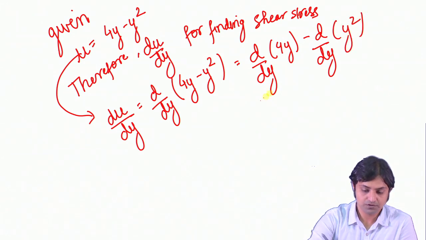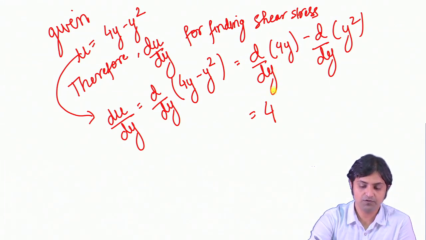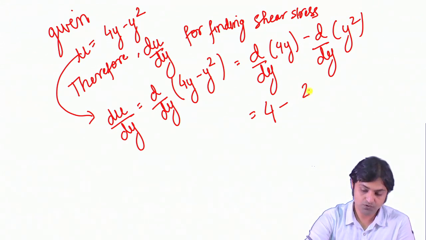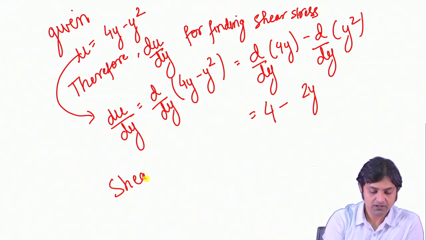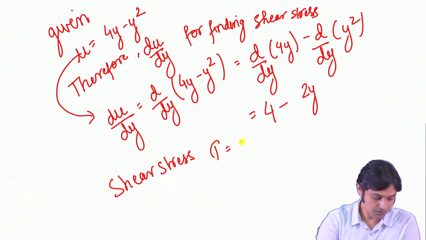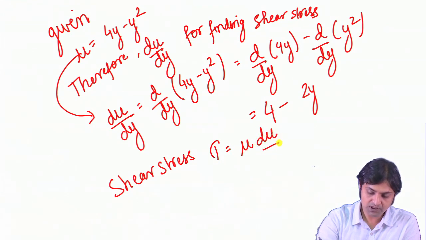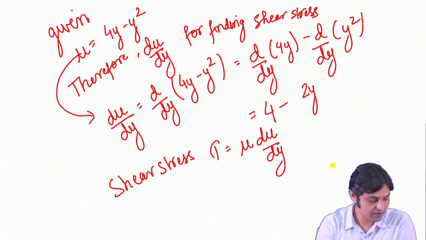So this can be written as 4, because in d dy of 4y, 4 is a constant, so this will turn out to be 4, and d dy of y square, 2 will come out, so it will be 2y. Okay. Then we also know that shear stress tau is equal to mu du by dy. We have already found out du by dy, and we already know what mu is, right?